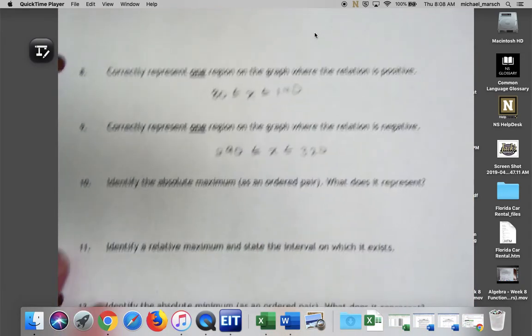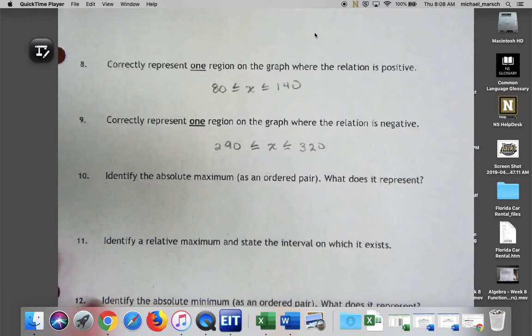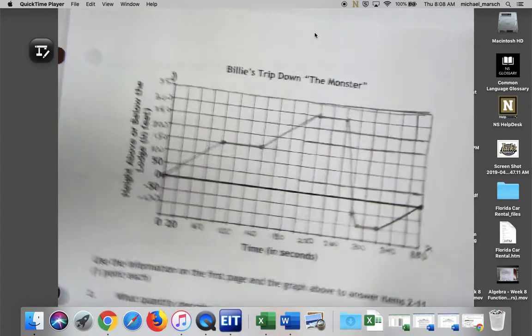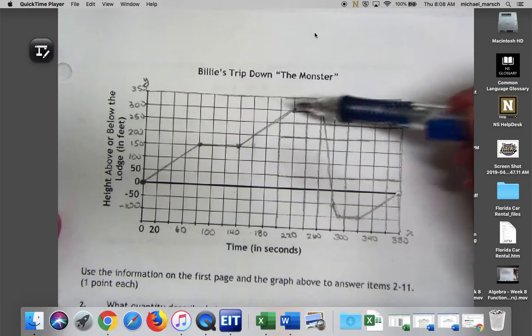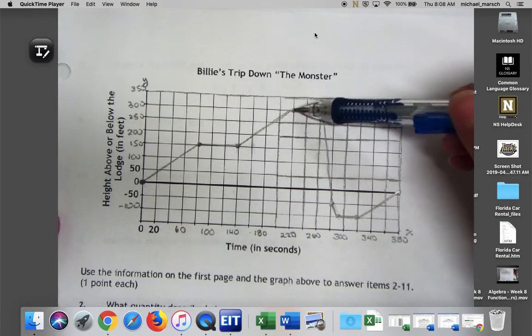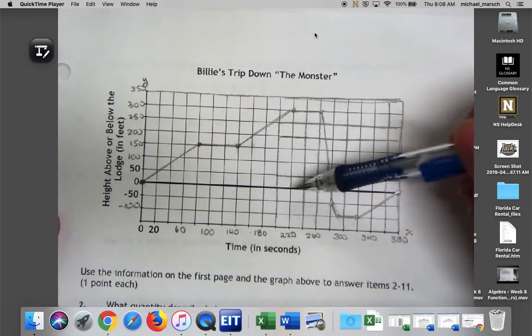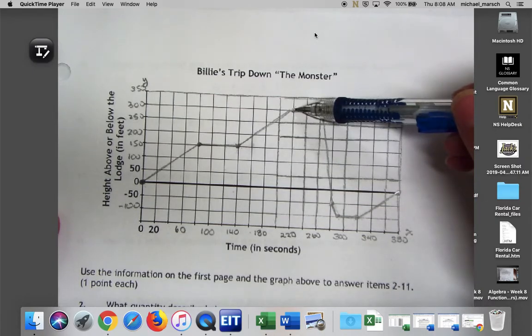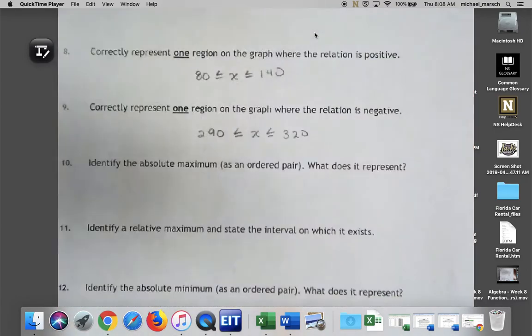Identify the absolute maximum as an ordered pair. What does it represent? So if I go back to the graph, this section here, this whole thing would be my absolute maximum. So I'm just going to choose one of these ordered pairs. So I'm going to choose 220, 300. And so let's go ahead and write that down.